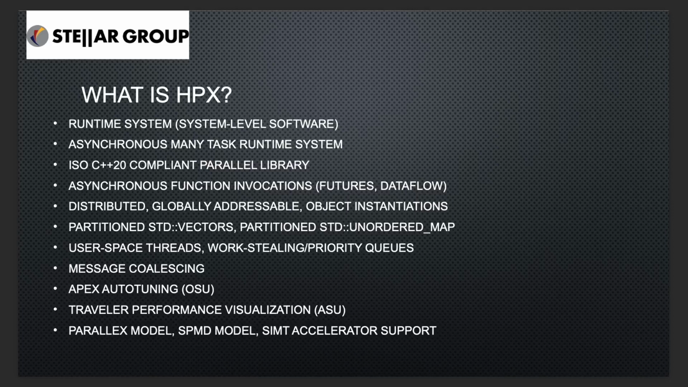Data flow is the ability to recursively execute futures that have been defined ahead of time during compilation. HPX implements a distributed, globally addressable object instantiation mechanism, so you can instantiate objects on different hosts, and you can perform remote method invocations on those objects, along with executing functions on those objects. HPX implements a partitioned standard vector from C++ and a partitioned standard unordered map, which is equivalent to a hash table. In Nim terms, you would get a partitioned sequence and a partitioned table.